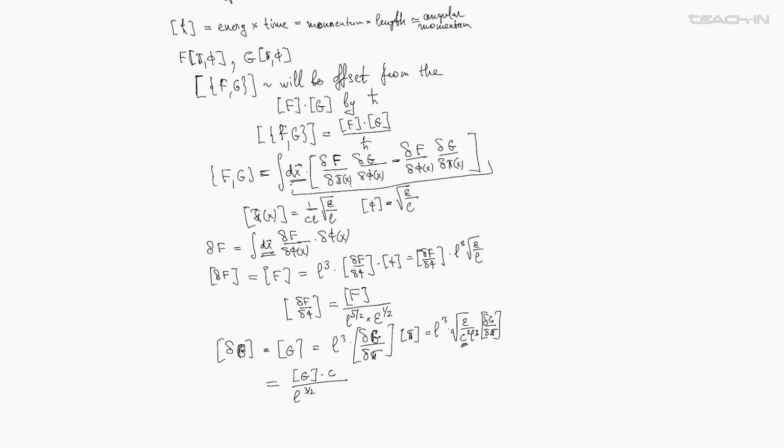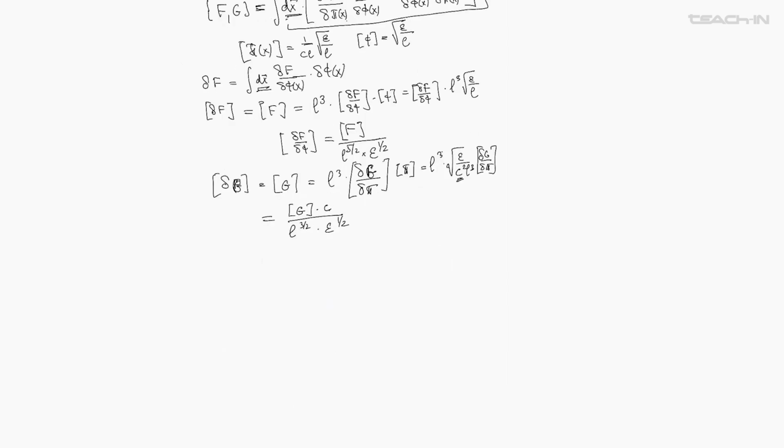Now we are ready to compute the physical dimension of the Poisson bracket. So the physical dimension of the Poisson bracket is the dimension of the integration measure, L cube. Then comes the dimension of the first functional derivative with respect to phi, L to the power 5 over 2, energy to the power 1/2, and then the dimension of the variational derivative with respect to momentum, which we found as G multiplied by C divided by L to the power 3 over 2, square root of the energy.